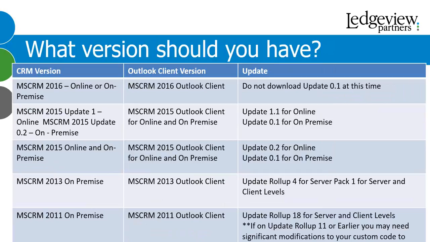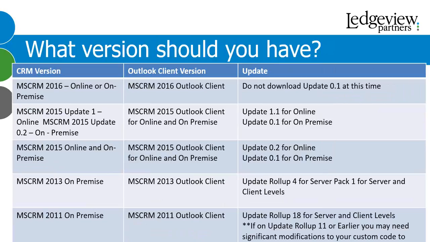Many of you are not on 2015 update. Actually, 95% of you are not on 2015 update 1 or 2015. You are on the 2016 client. But if you are on premise and you're using the 2015 or 2015 update 1, you'll need to be using the 2015 Outlook client, or at the lowest, the 2013 Outlook client. For on-prem, you want to use Update 0.1. That's the main update that you should be using.